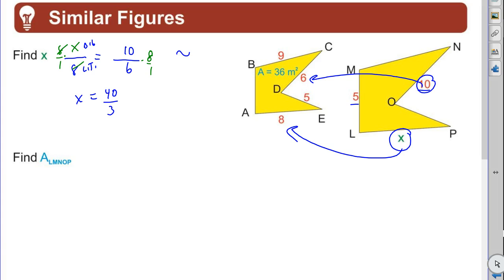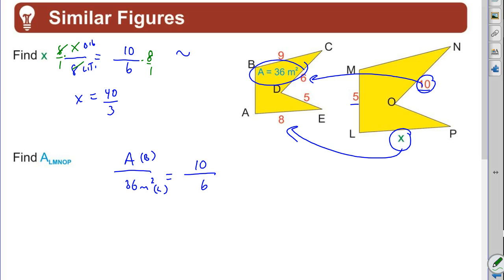Find the area of LMNOP. We were given the area of the other pentagon right there. We needed that because we're going to set up our proportion, area divided by area. Again, I'm looking for the big one, so big over little: the top is big and the bottom is little. I need a side on the big, so we're going to use 10 again, and a side on the little, we're going to use 6 again.